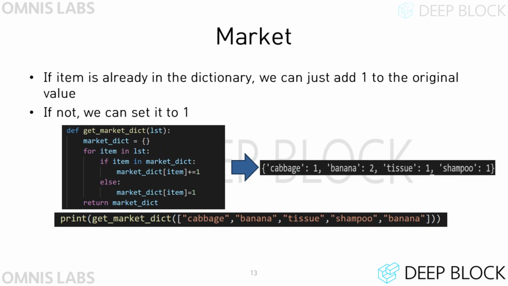Let's modify the code using this expression. If the item string exists as a key in the dictionary already, we add 1 to the value of the item key. If not, we can store the string of the product as the new key and set the value to 1.